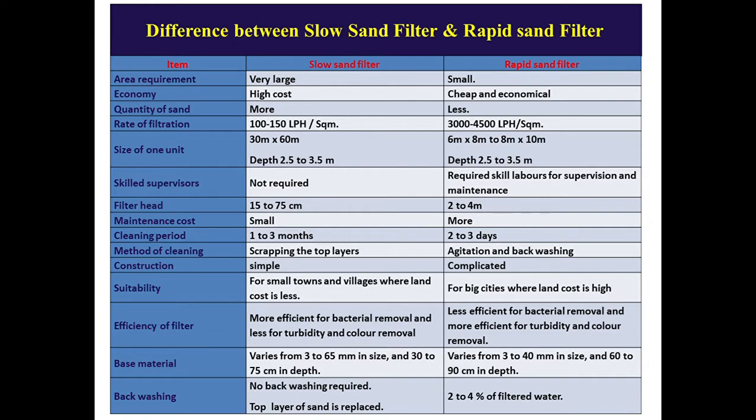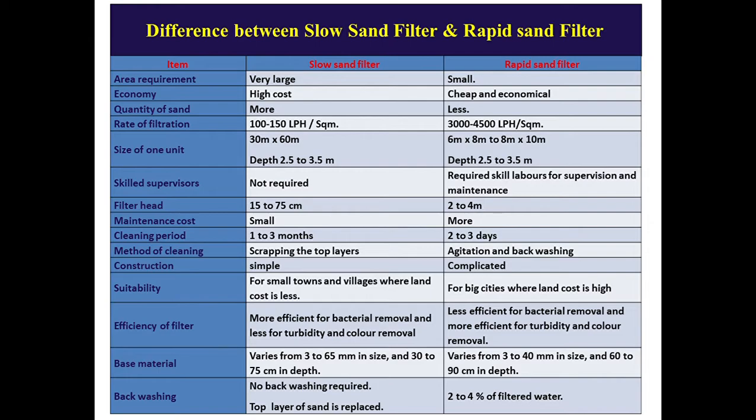Method of cleaning. For cleaning the slow sand filter, we can use scraping the top layers, and for the rapid sand filter, cleaning is done by the method of agitation and backwashing. Construction. Slow sand filter construction is very simple, whereas for the rapid sand filter, construction is very complicated and requires more time. Suitability.